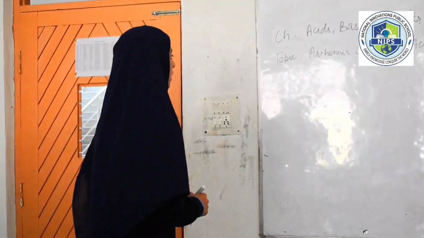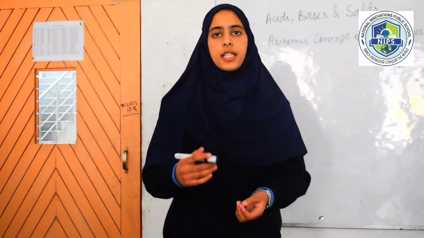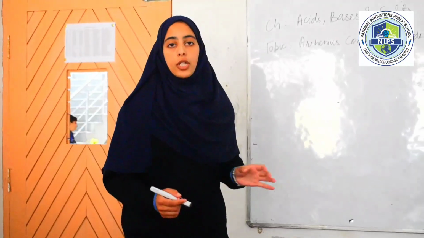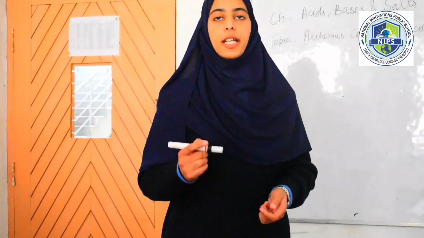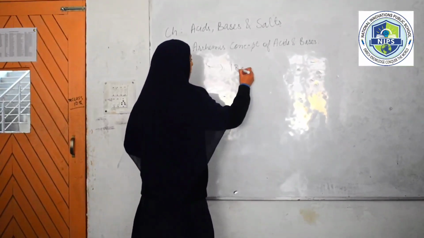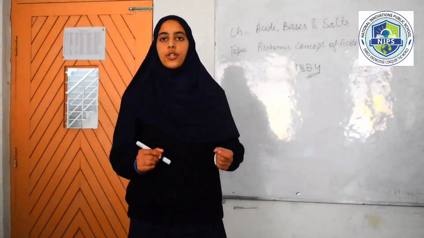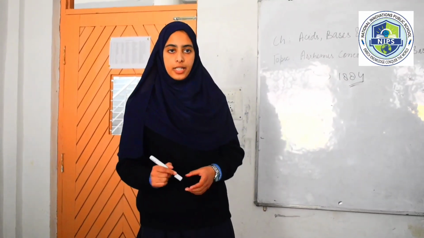Now finally proceeding with the topic, that is Arrhenius concept of acids and bases. As the name suggests itself, this concept was given by a Swedish scientist named Arrhenius, and he proposed this theory in 1884. So in 1884, he proposed this theory on the basis of theory of ionization.